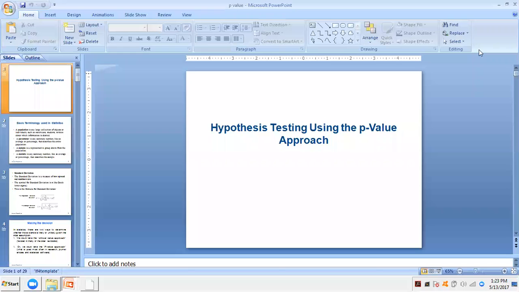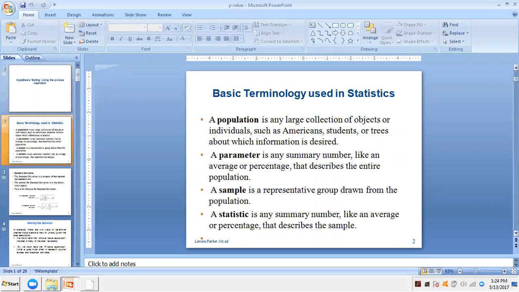Hello. Today we will study the role of p-value in hypothesis testing. Before starting to discuss p-value, we will start with a basic introduction of the terminology which is used in the computation of p-value for a hypothesis test.